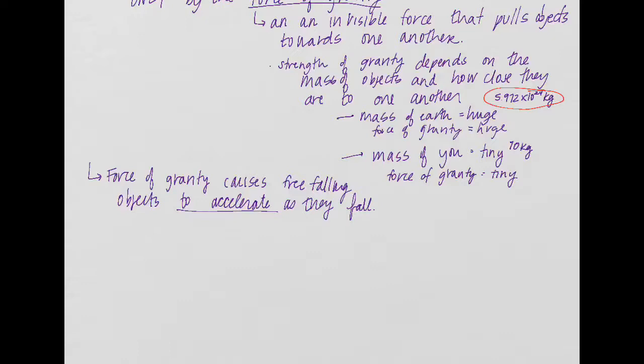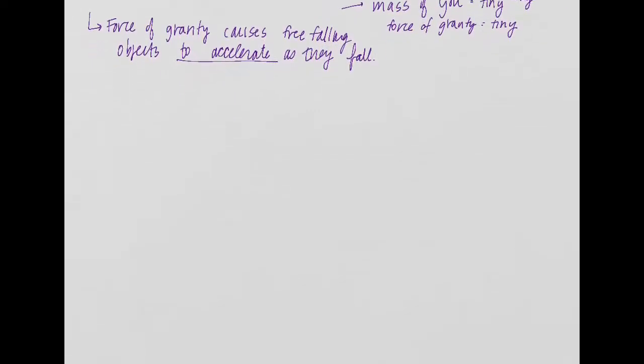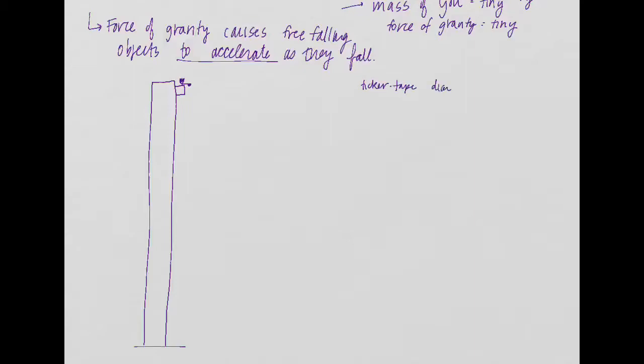Let's draw a picture of what I'm talking about here. All right, so here we are at the top of this super tall building. Here's the ground down here. This is someone's head with their hair, and they're holding this ball. What they're going to do is drop this ball and allow this ball to free fall. So we can use this thing, it's called a ticker tape diagram. That's what I'm going to draw right now. So the distance between each of the balls that I'm going to draw here.